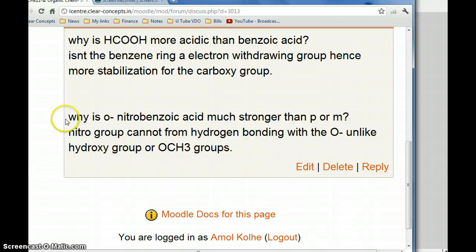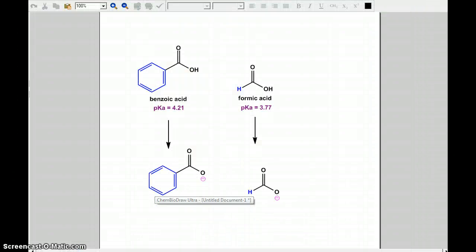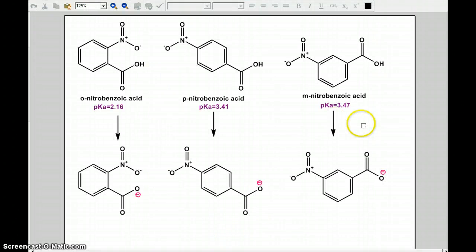why is ortho-nitrobenzoic acid much stronger than para or meta-nitrobenzoic acid? Now this is actually a very good question. Now here is the explanation for that question. The pKa of ortho-nitrobenzoic acid is 2.16, the pKa of para-nitrobenzoic acid is 3.41, whereas the pKa of meta-nitrobenzoic acid is 3.47.